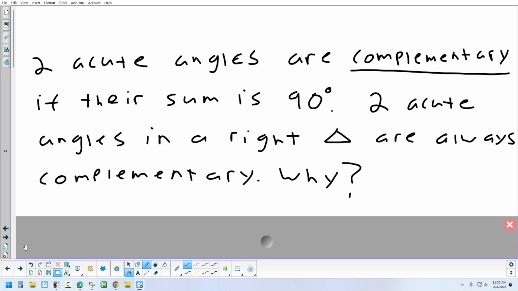All right, so when we draw a right triangle, something like this, how come angles 1 and 2 are complementary?